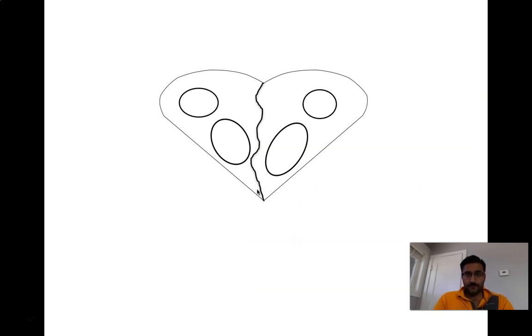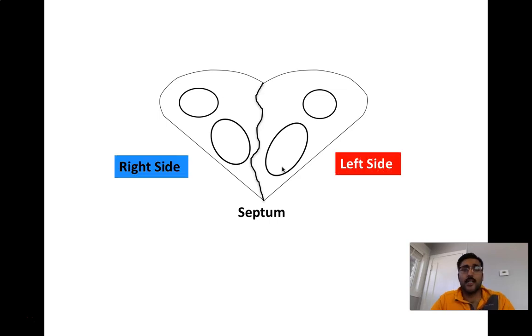At its simplest, we could draw a heart, and anytime you look at a heart, you always want to try and identify the four main pockets. There are four main sections of the heart, and they are separated into a left side and a right side. The separation between the left side and the right side is a thick muscular wall called the septum. The septum is designed to physically separate the left side of the heart and the right side of the heart.